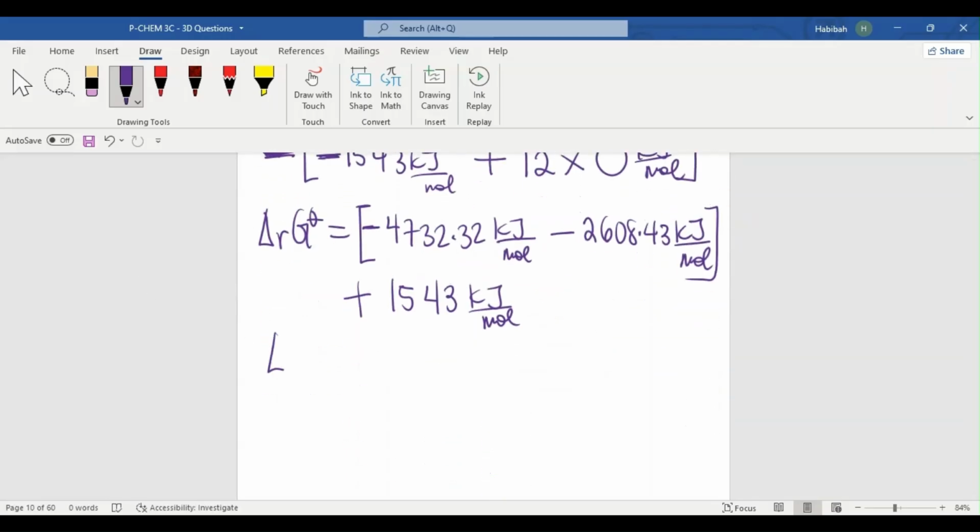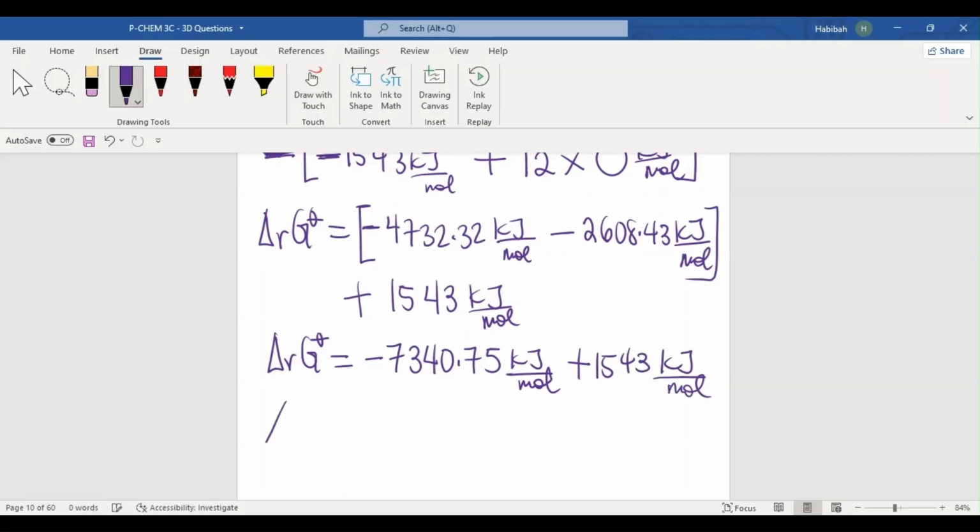So we have the Gibbs energy of reaction equal to negative 4732.32 kilojoule per mole minus 2608.43 kilojoule per mole. You're going to end up with negative 7340.75 kilojoule per mole plus 1543 kilojoule per mole. To continue, we just put this information on a calculator. Negative 7340.75 plus 1543 would give us negative 5797.75 kilojoule per mole.